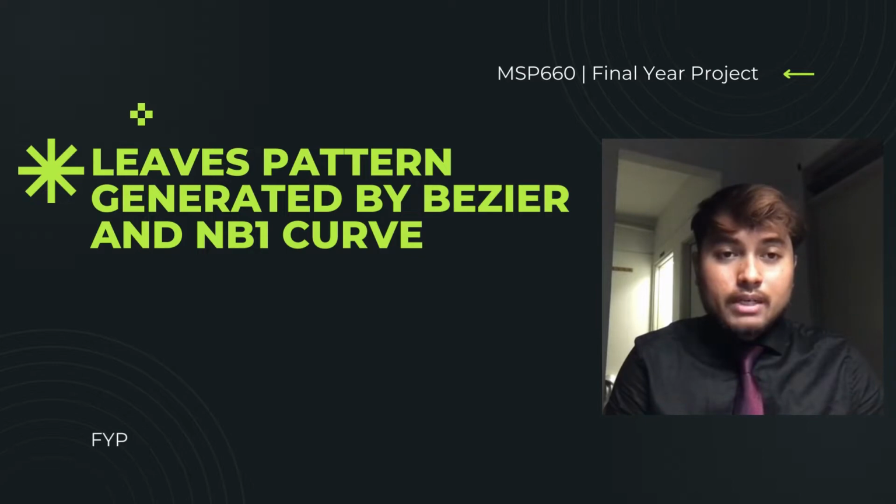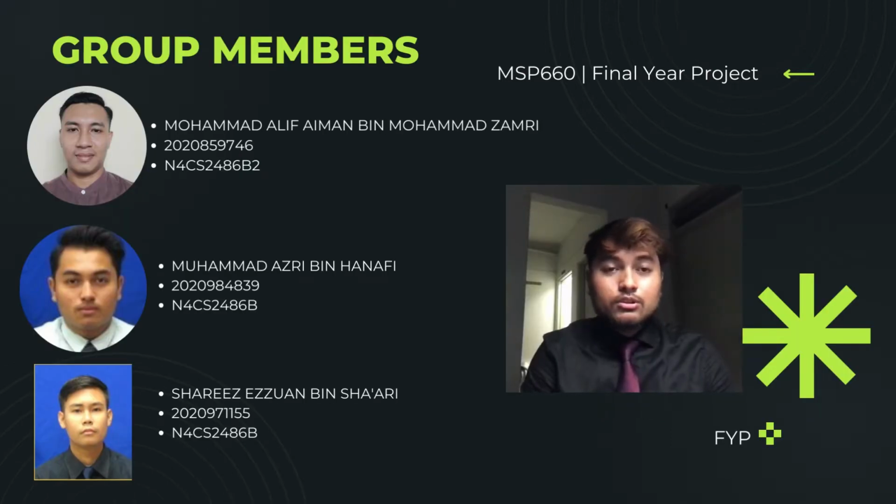So today, me, myself and my group members will explain about our final year project titled Leaf Pattern Generated by Bezier Curve and NB1 Curve. My group members consist of 3 people. The first one is me myself, Muhammad Azri bin Hanafi. The second one is Syaris Izwan bin Syari, which is from N4S 2486B. And the last one is Muhammad Alif Aiman bin Muhammad Zamri, which is from N4CS 2486B2.